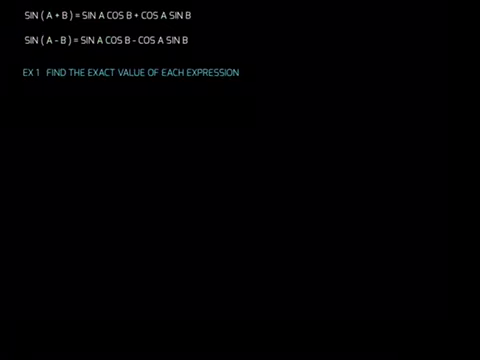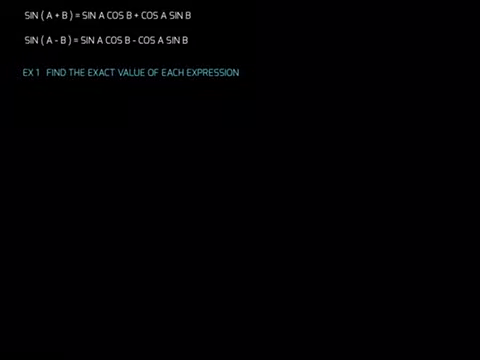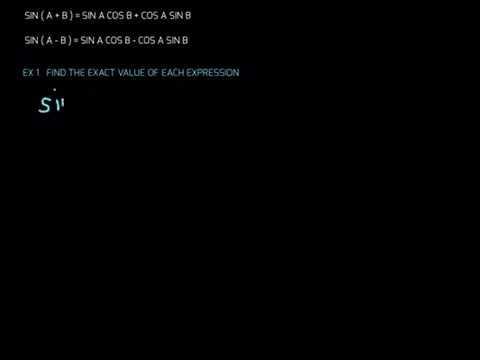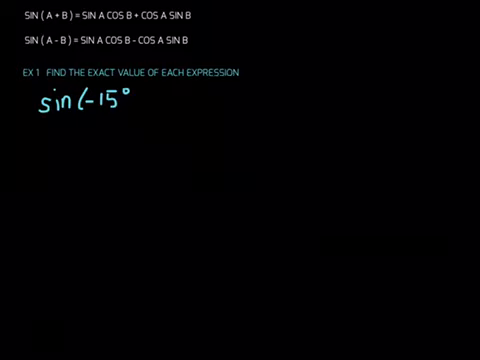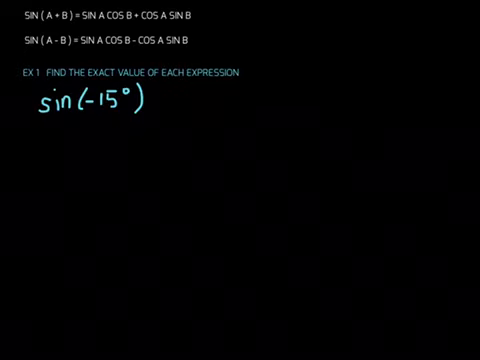All right, guys, up top I have our sum and difference identities for sine. And this is the first example. They want us to find the value of each of the following expressions. So here's the first one. Sine of negative 15 degrees. Okay. You know as well as I do that 15 degrees or negative 15 degrees is not one of our special angles. And so we're going to use an identity to rewrite this.